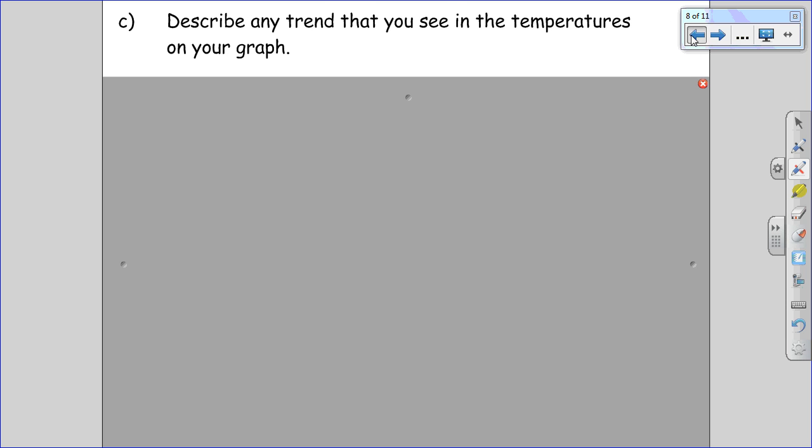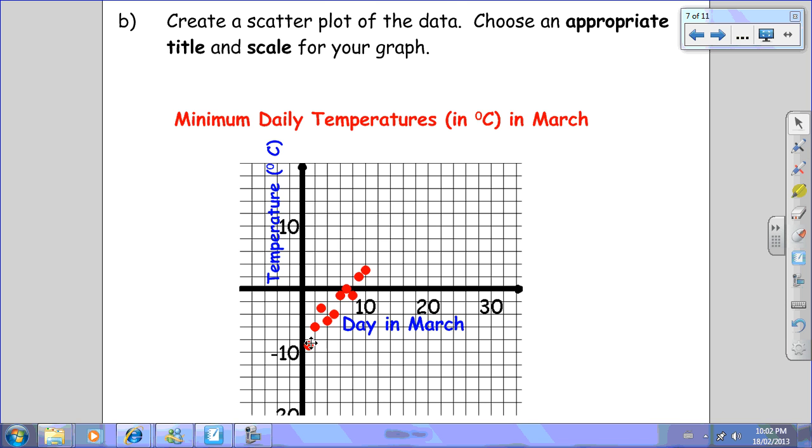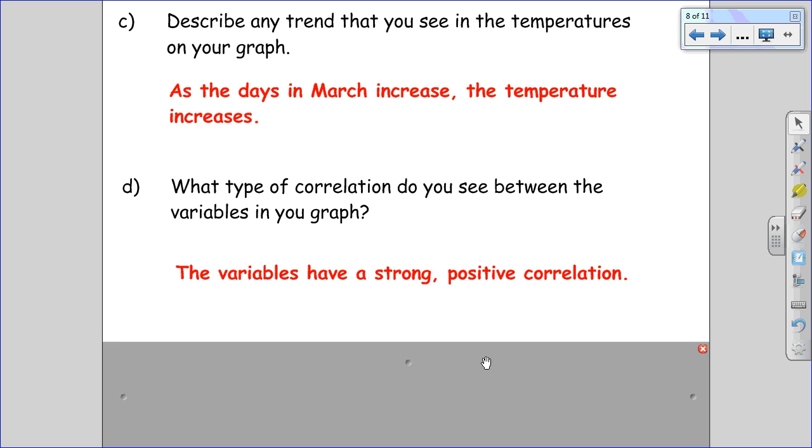Okay, so trends in the graph. What's happening? As the days increase in March, the temperature is also increasing. So what type of relationship is this? Are the points tightly clustered together? Absolutely. They're increasing. So we could call this a strong positive correlation.